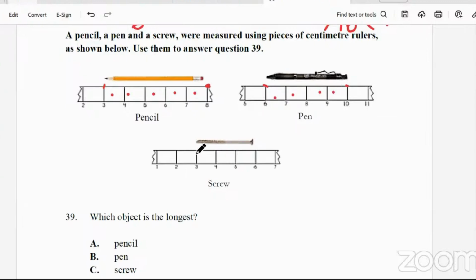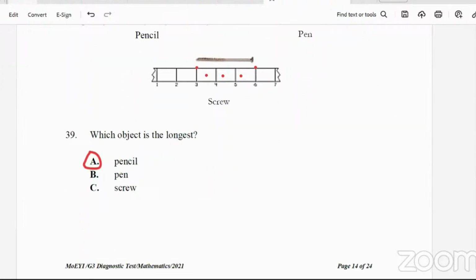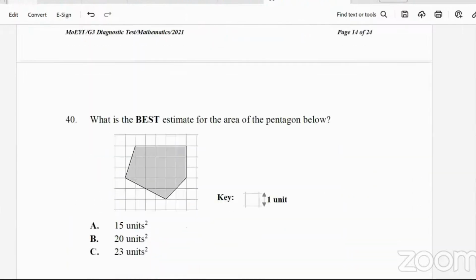And let's look at the screw. It started at the 3, ends at 6. It covered 1, 2, 3 units, okay? But remember, they're not all being measured from the same starting point. So which object is the longest? It would be the pencil because it covers 5 units. Not the pen because it stops at 10, but we have to check how many units it covers, and that's why the pencil is the longest.